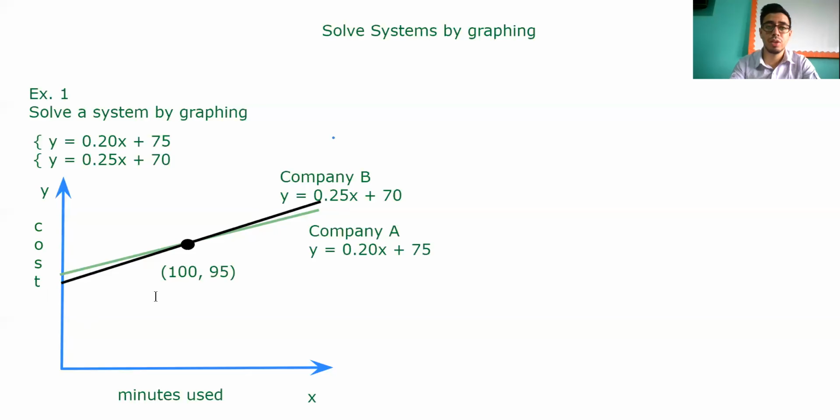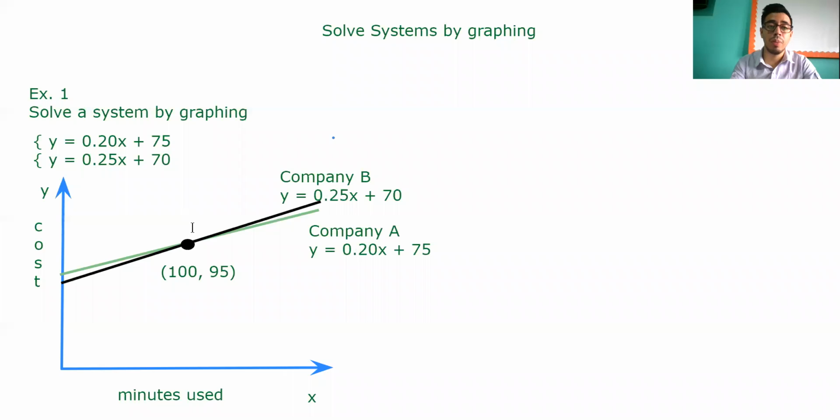Remember that the y-axis is representing the cost. So if it's higher, higher is the price, okay? Higher is the cost that she is going to pay each month. So if Lee uses fewer than 100 minutes, she should choose company B. You can see that when it's less than 100 minutes, this is on the bottom, okay? So it means that this company B is cheaper if she talks less than 100 minutes.